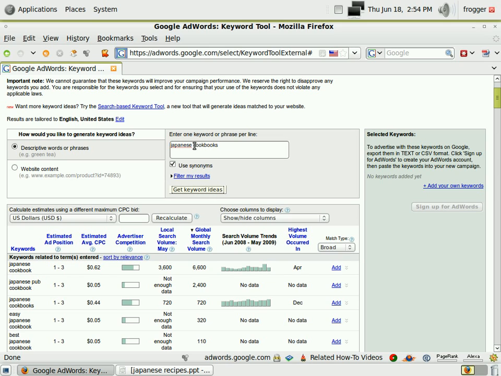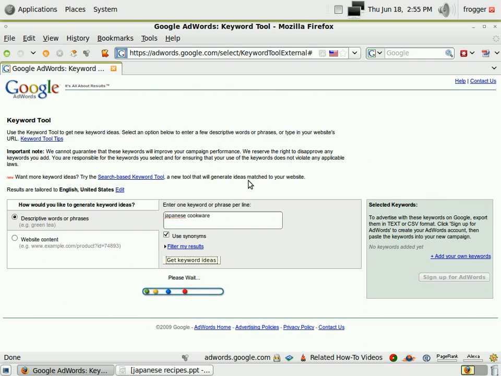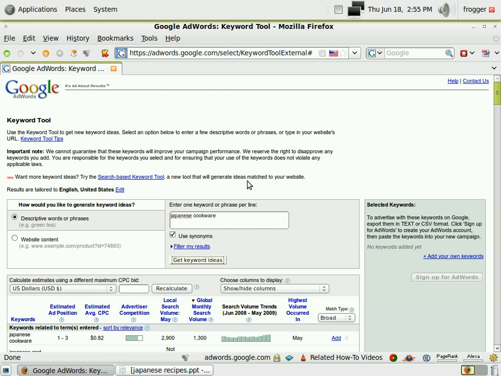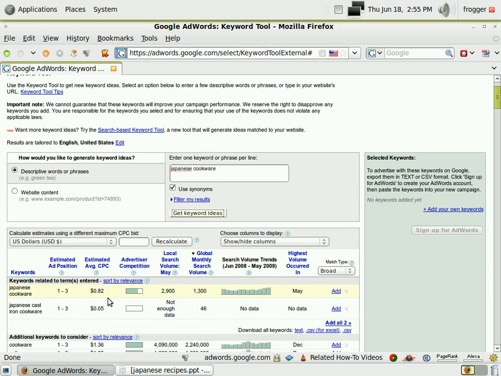And we've got Japanese cookware. See if that's more than cookbooks. Should be. More expensive items. Yep, 82 cents, and again, less traffic. Once more, 2,900. Still a good amount of traffic there.